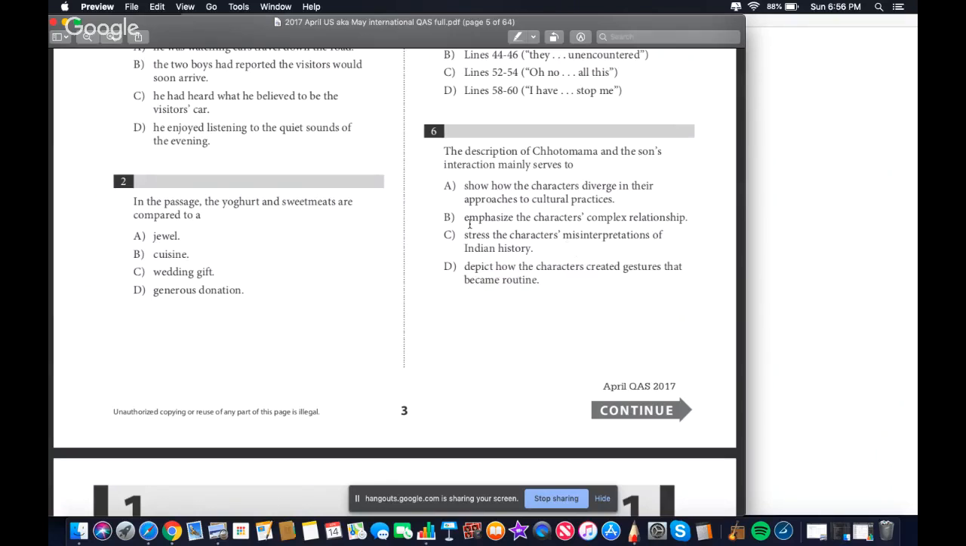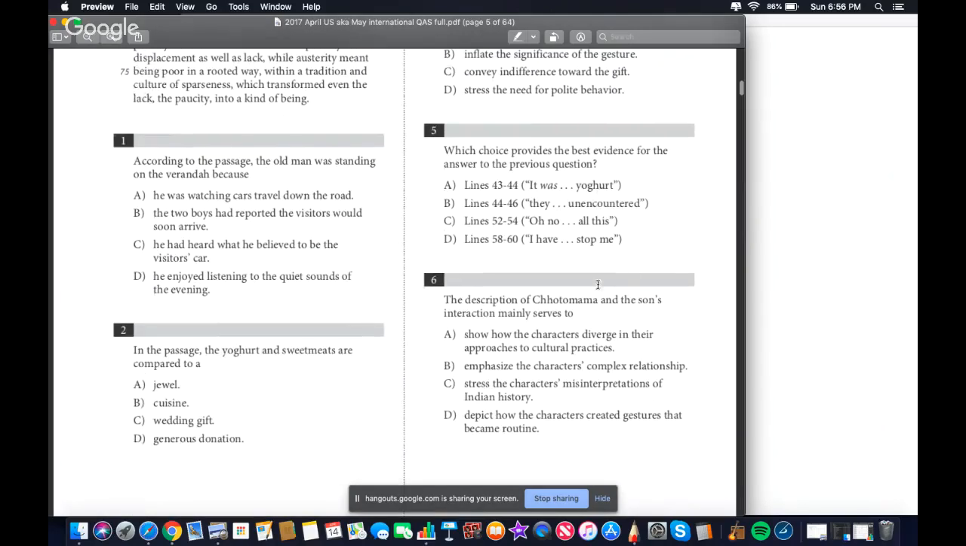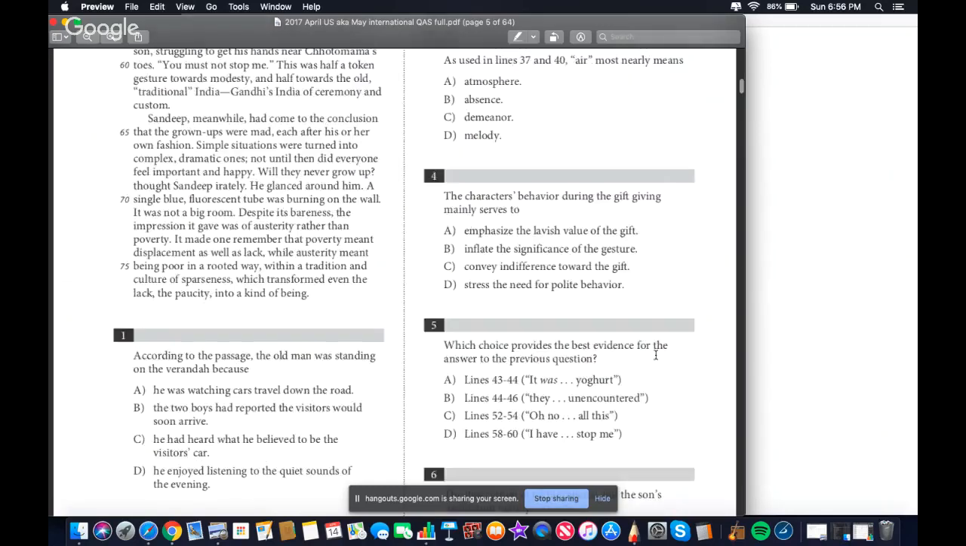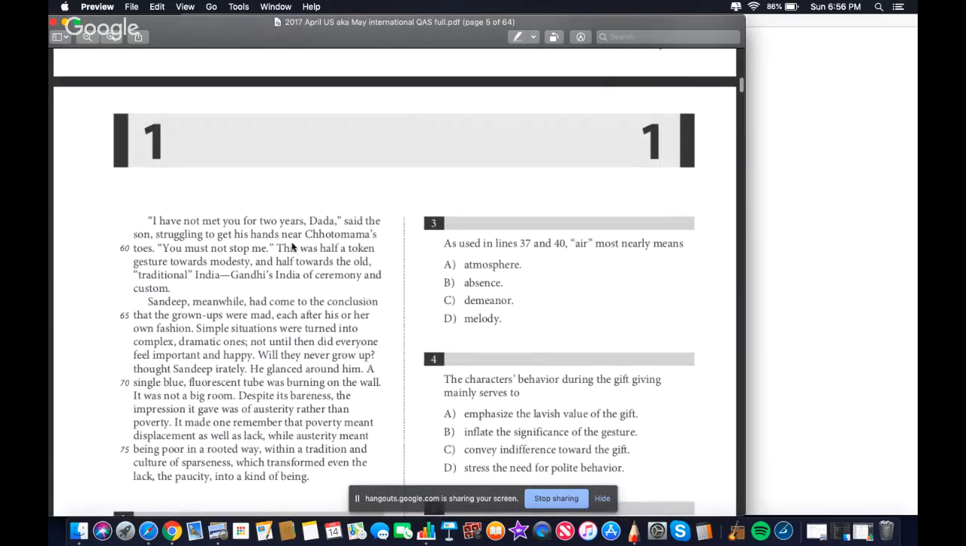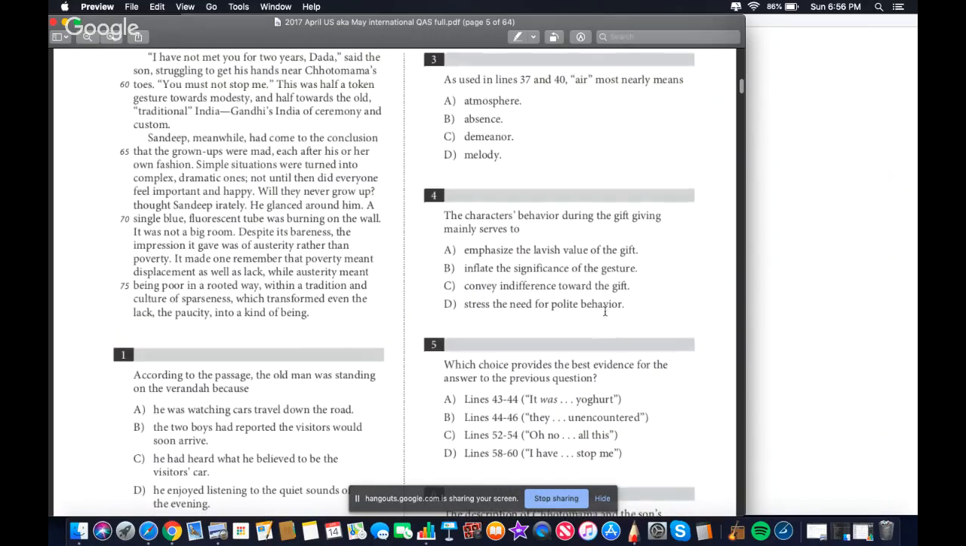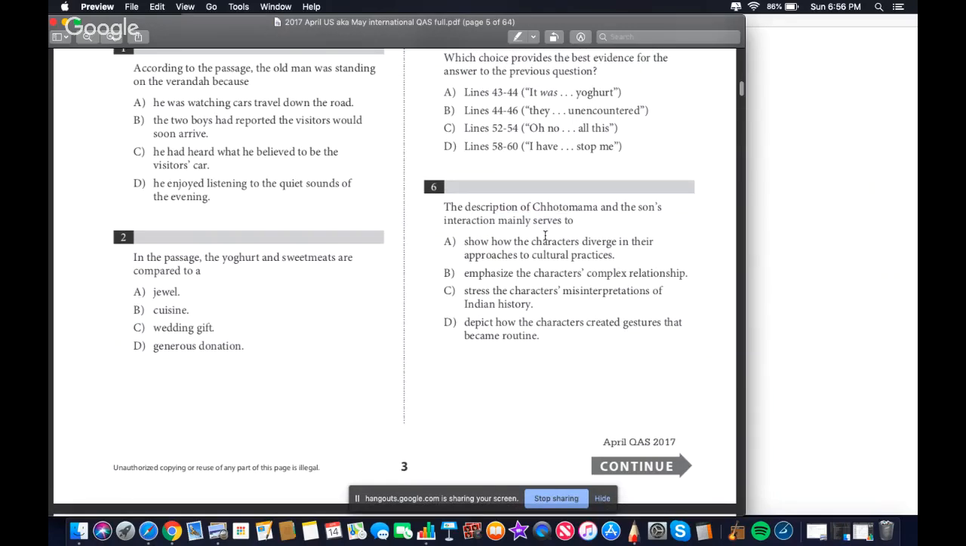We read those lines. But look at the difference between A and B, which are the two closest ones. Is it showing how they diverge in their approach to cultural practices? No, because they're both bending towards each other. It's showing a complex relationship, right? The old people are trying to act new and modern and modest, and then the young people are trying to act old and ceremonial and traditional and modest, right? So it's complicated, and those lines above and below helped us here.